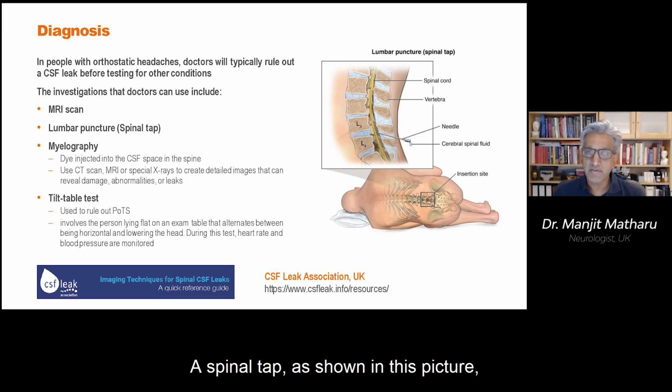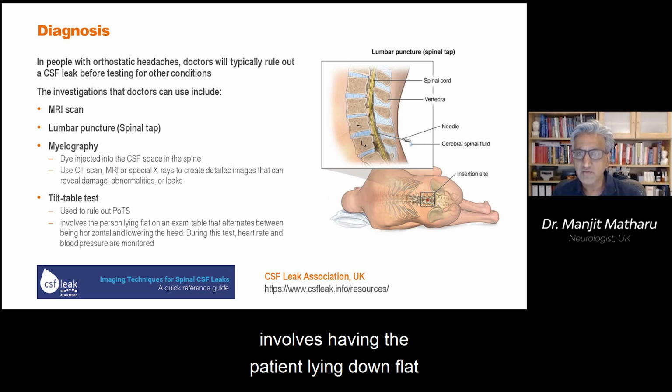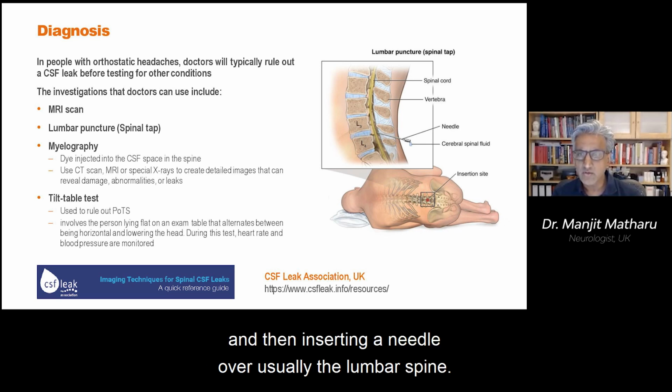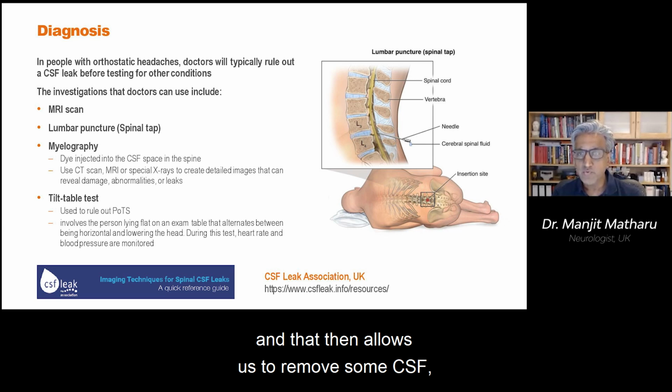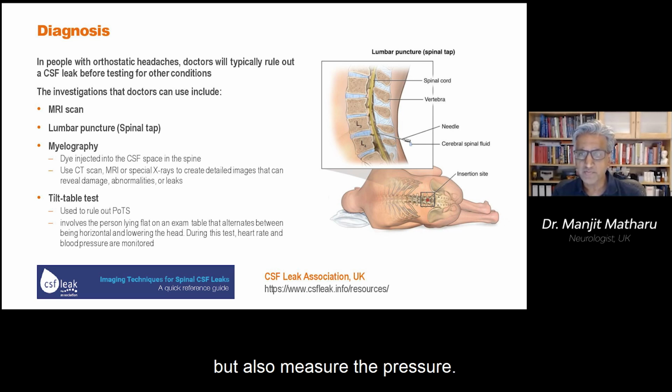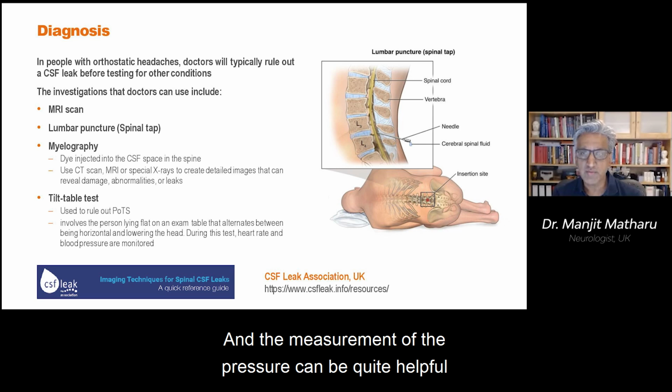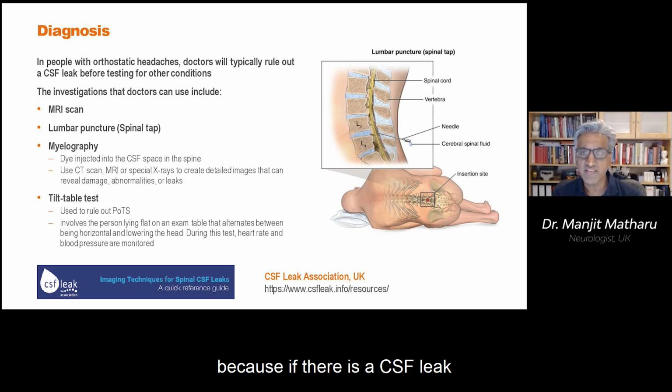A spinal tap, as shown in this picture, involves having the patient lying down flat and then inserting a needle over usually the lumbar spine. The needle gets inserted into the CSF space. And that then allows us to remove some CSF, but also measure the pressure. And the measurement of the pressure can be quite helpful because if there is a CSF leak, then the pressure should be low.